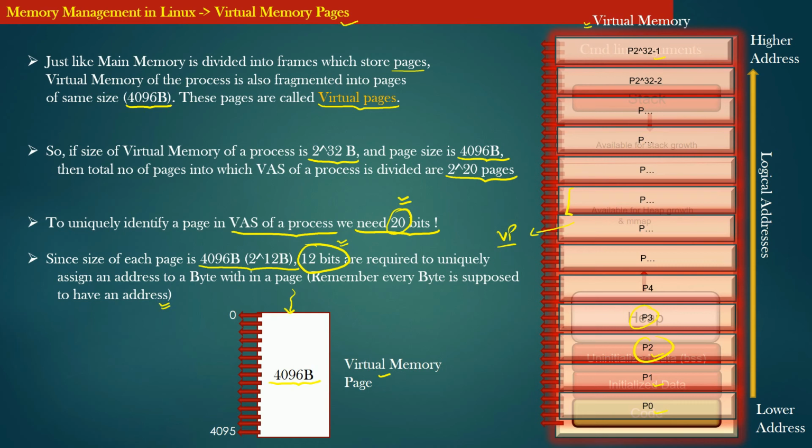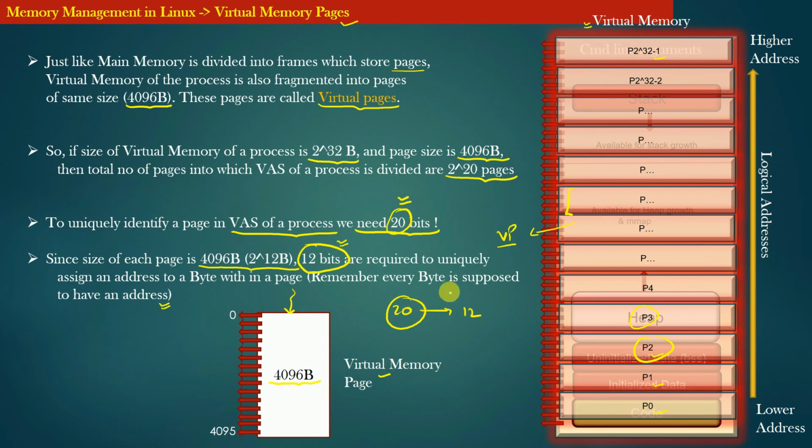Now we will see in the next slide where we will get these 20 bits and 12 bits from in order to locate a byte within a process virtual address space uniquely. If you apply the combination of 20 bits followed by 12 bits, using these 20 bits you can uniquely locate a virtual page in a process virtual address space.